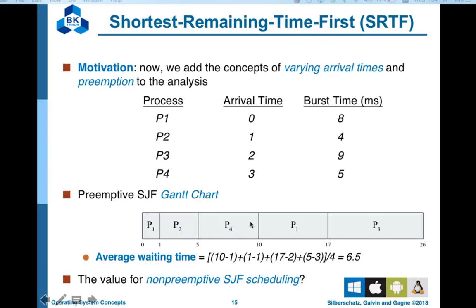The idea is to minimize the waiting time of the short processes, as in shortest job first. But the average waiting time of shortest remaining time first is better than the average waiting time of shortest job first.